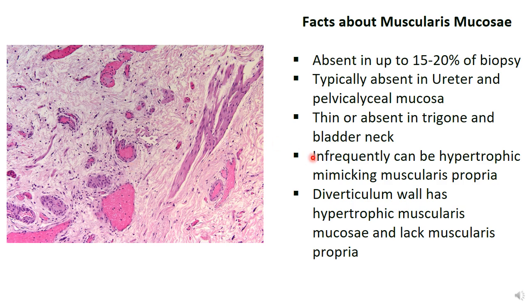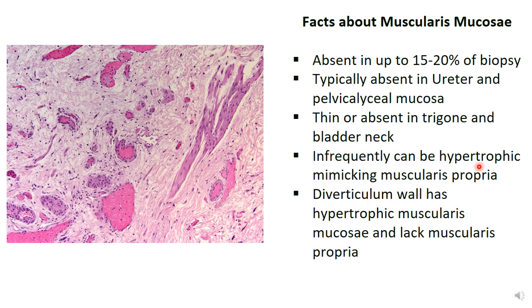It is typically absent in ureter and pelvic calyceal mucosa. It is also thin or absent in trigone and bladder neck. So in trigone and bladder neck, you are going to see muscularis propria immediately opposed to mucosa, and you may not have any lamina propria that you can easily identify.